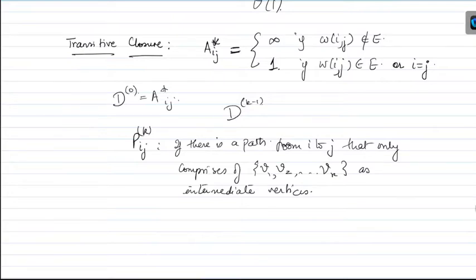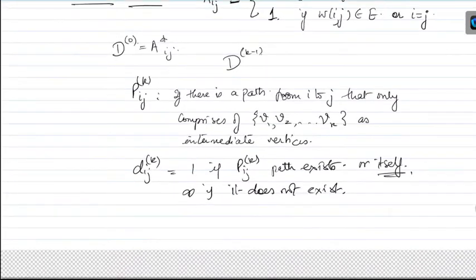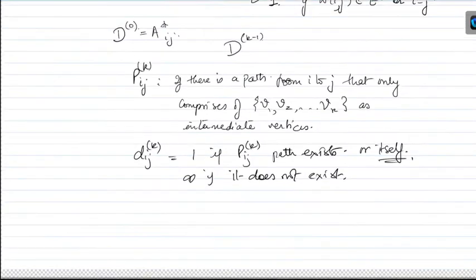So what am I using this dijk for? This is basically 1 if the path Pijk exists, and infinity if it does not exist. And also if the path exists for itself, self loops, that's what we did for i equal to j. If it's self-connected. Okay, is that clear?